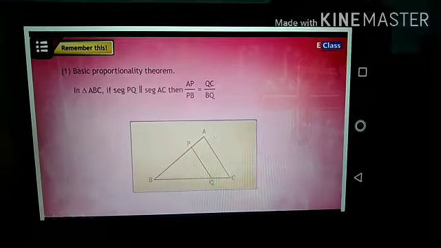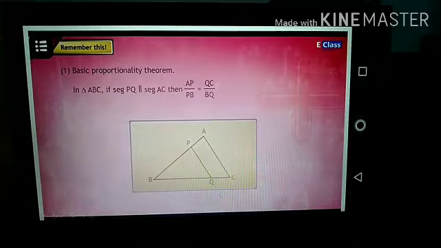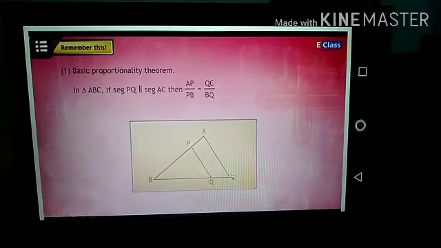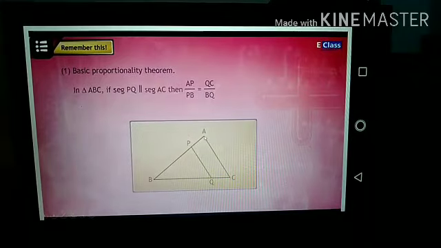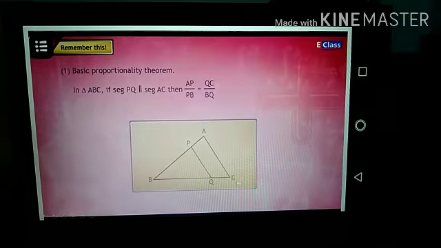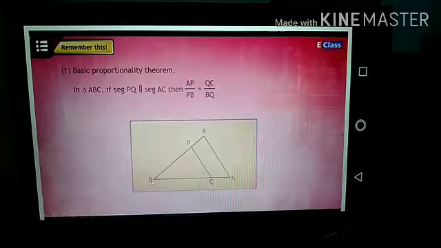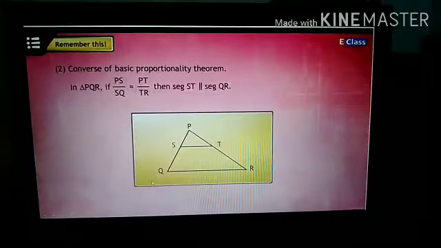We have triangle ABC. In triangle ABC, we have segment PQ parallel to segment BC. Then we get the ratio of the sides as AP upon PB is equal to CQ upon QB. This is the basic proportionality theorem.